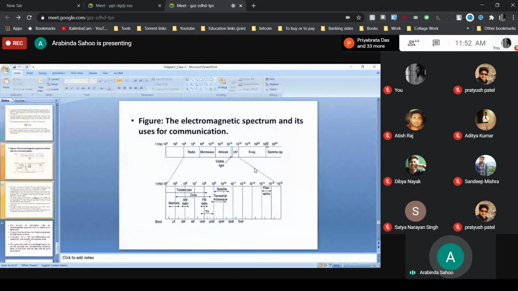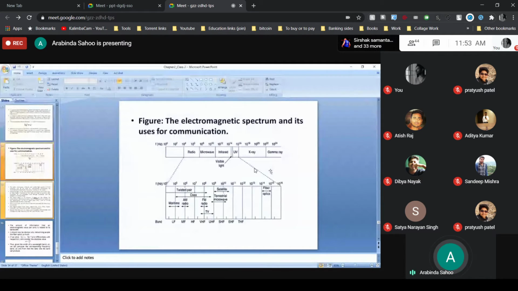Okay, so then your gamma ray comes under the frequency range 10 to the power 22 to 10 to the power 24. And normally the frequency band from radio frequency band to ultraviolet frequency band is normally used for your communication purpose.